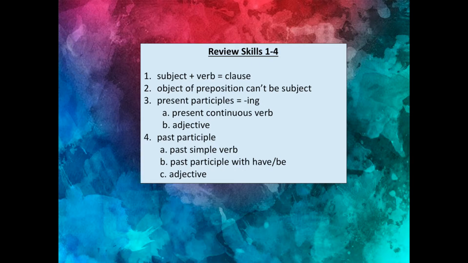Past participles can also be verbs or adjectives. A past participle can be a past simple verb, a past participle with have or be in front of it as an auxiliary, or an adjective. And remember, these participles can be part of a reduced adjective clause.